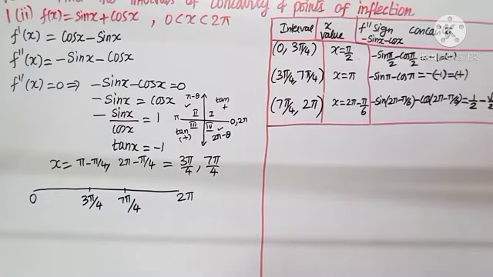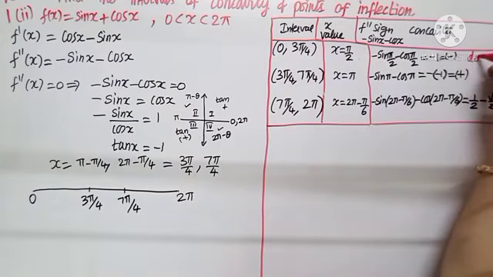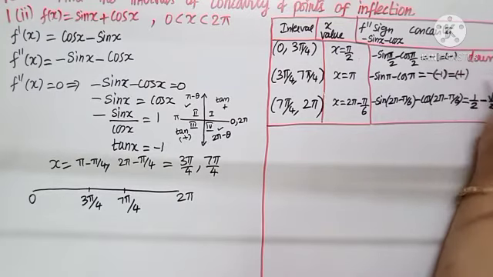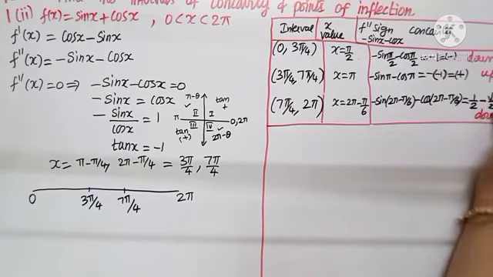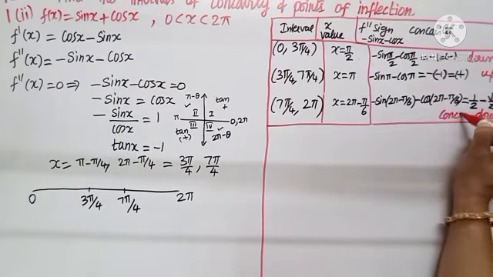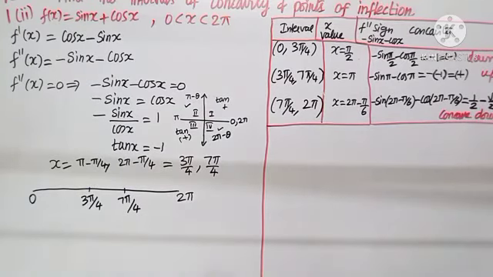So what will you say about the concavity? Here it is concave down. So we are telling about concavity. Here it is concave up. Here it is concave down. So as we take and write the answer.